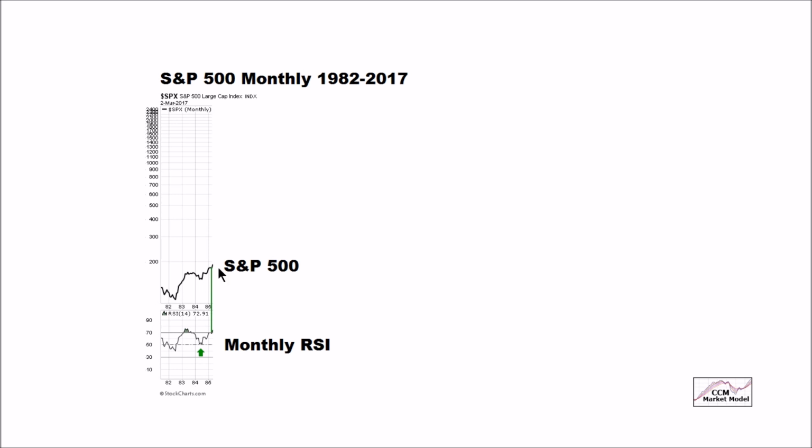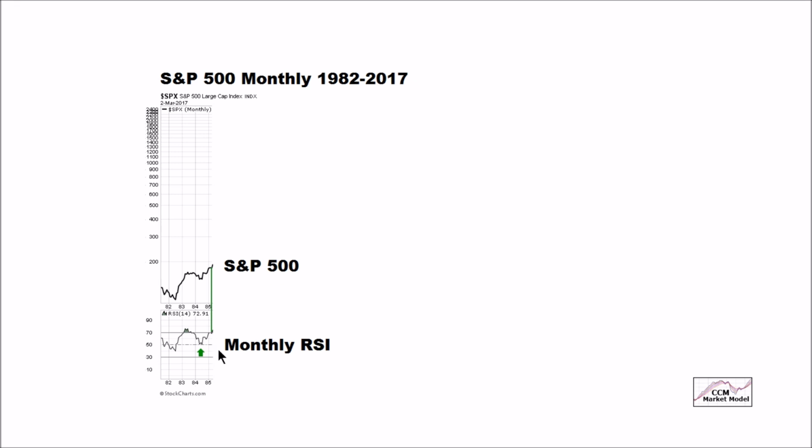This is the S&P 500 index here. This is calendar year 1982. 1985. Weekly RSI here where my cursor is comes down to the center line, our 50, and holds near the green arrow, and then quickly makes it back to 70 and moves into overbought territory.